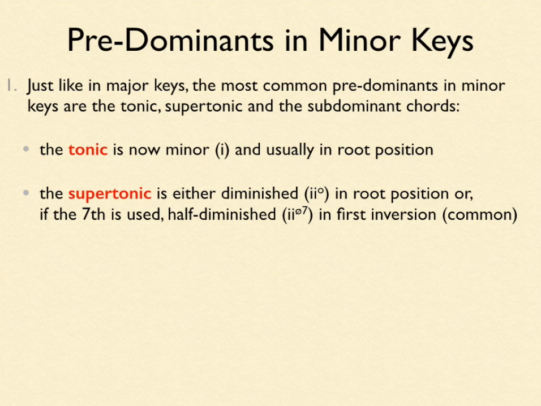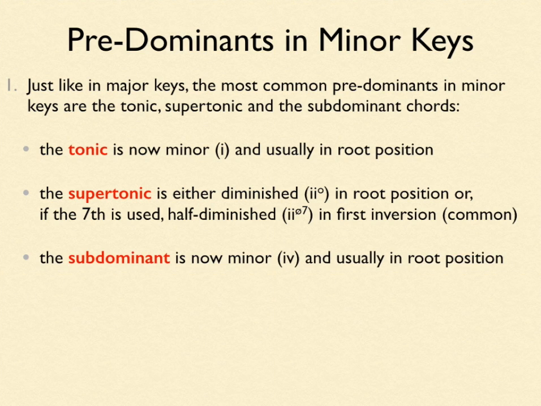If you're unsure of the difference between diminished and half diminished chords, you can look over the previous lesson where we have gone into this in a wee bit of detail, just about the differences between a fully diminished and a half diminished chord. And also the subdominant again, except now it's a minor chord, and it's still in root position. So you're still using the tonic, the supertonic, and the subdominant chords, but the quality of those chords are going to be different because you're in minor keys now.